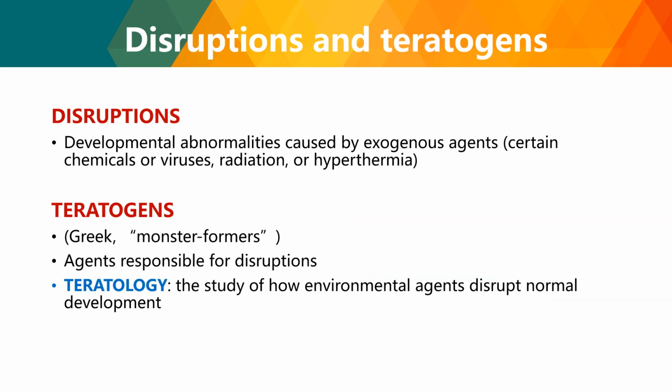So, next we have disruptions and teratogens. When you say disruptions, these are developmental abnormalities caused by exogenous agents like chemicals or viruses, radiation, and hyperthermia. And then you also have the teratogens, or in Greek, the monster formers. These are agents responsible for disruptions. And teratology is the study of how environmental agents disrupt normal development. Substances that can cause birth defects include relatively common substances such as alcohol and retinoic acid.